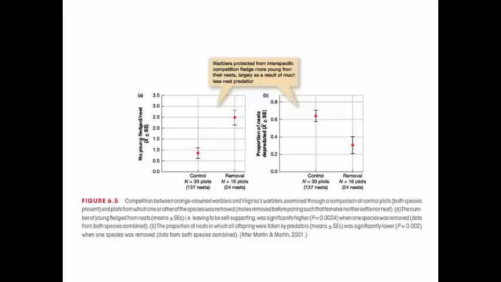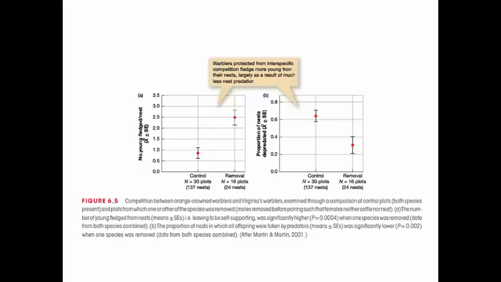Panel A looks at the number of fledged individuals per nest. In other words, how many offspring were able to hatch from eggs, grow through chicks, and fledge, to fly away. Here what we see, when comparing control versus removal, is that the removal of one or the other competing species causes an increase in the number of offspring that make it to fledgling stage. That certainly seems to show competition, because warblers protected from interspecific competition fledge more young from their nests.